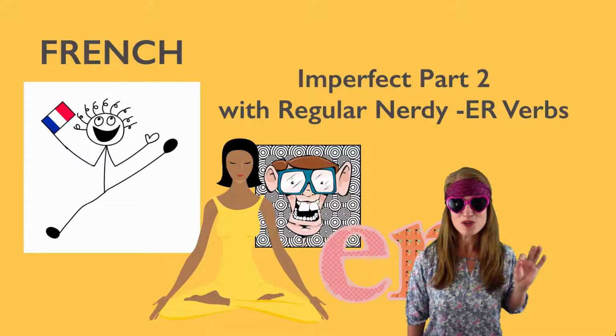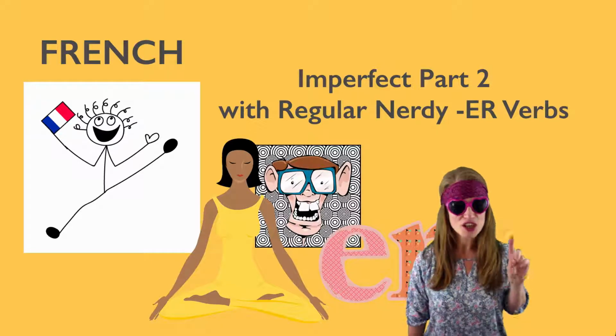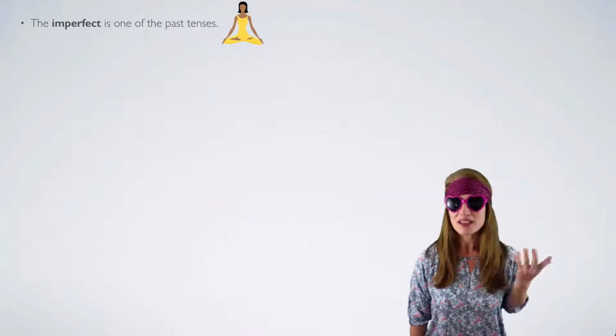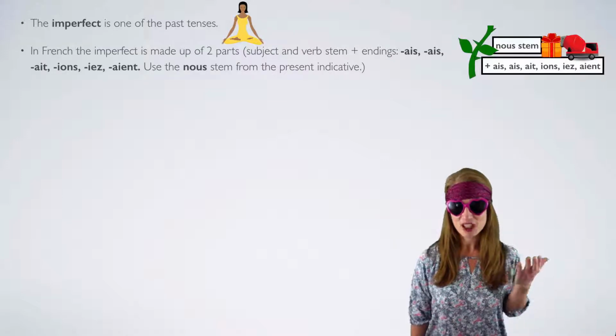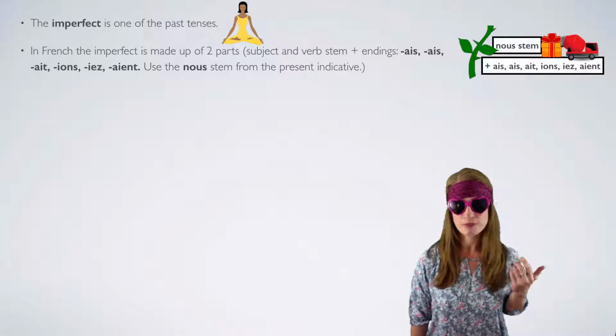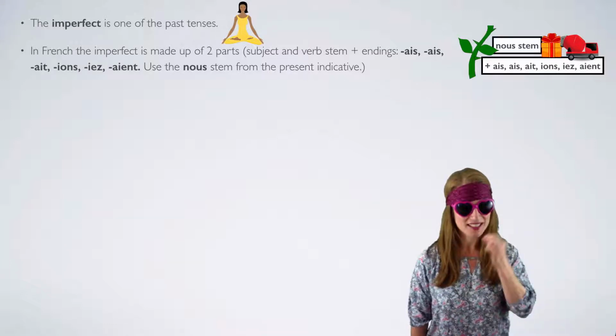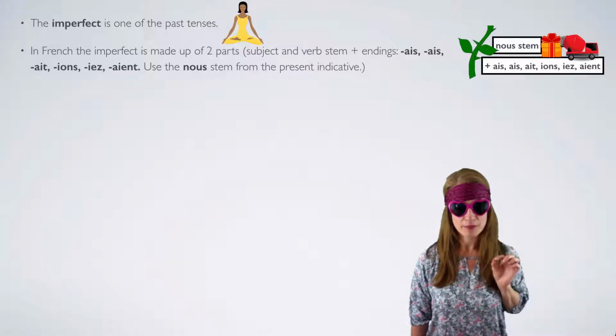Bonjour, bonjour. The imperfect part 2 with regular nerdy ER verbs. The imperfect is one of the past tenses. In French, the imperfect is made up of two parts, the subject and the verb stem plus the endings: ais, ais, ait, ions, iez, aient (silent ent). We use the nous stem from the present indicative.